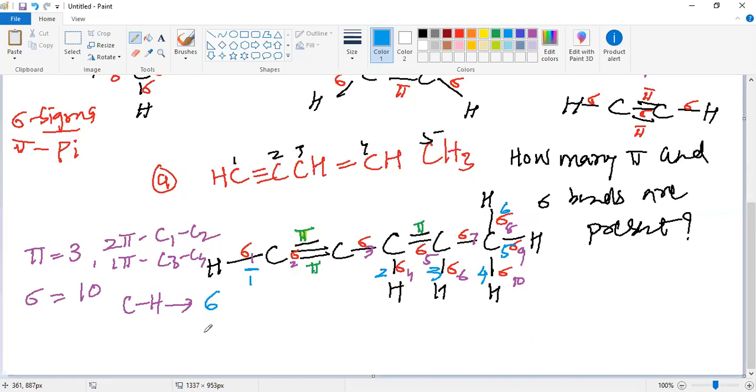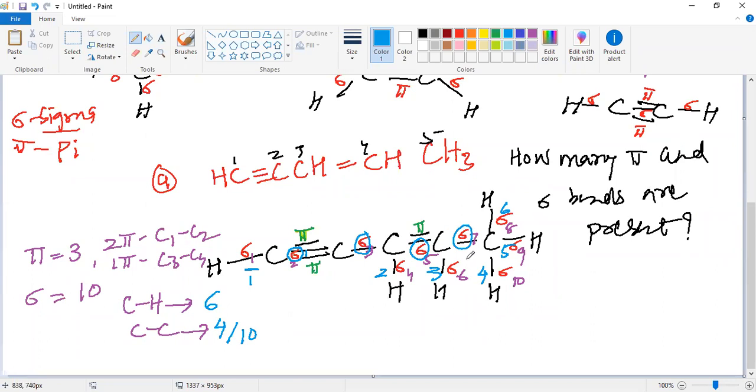Then we need to find out how many CC sigma bonds are present. So let me try it out with the CC sigma bonds, my dear students. Let us find out the CC sigma bonds. This is sigma 1. Then we have 2, then we have this 3, then we have this 4. So we have 4 CC sigma bonds, and that gives us the total of 10 sigma bonds.